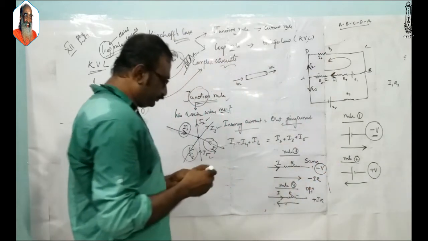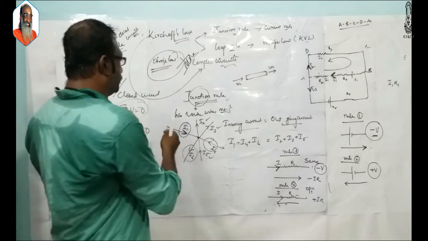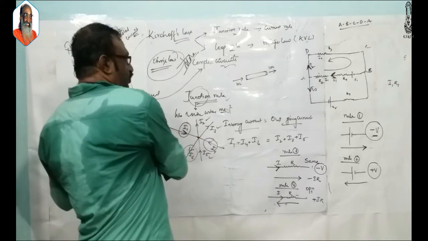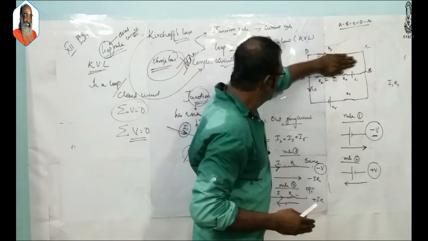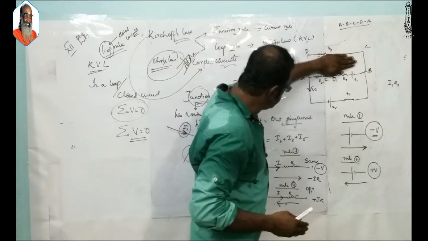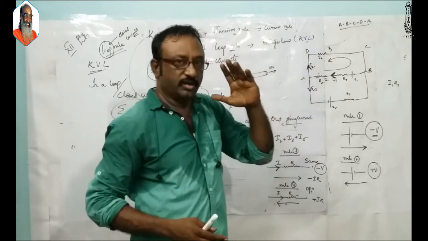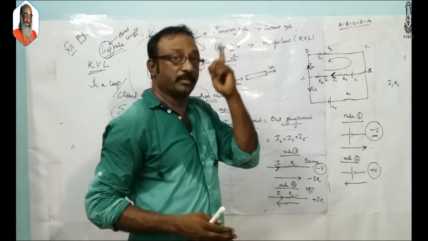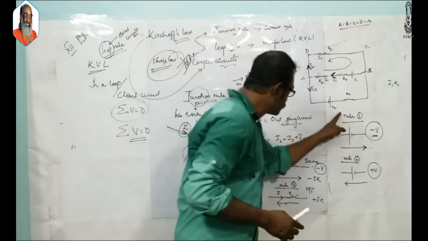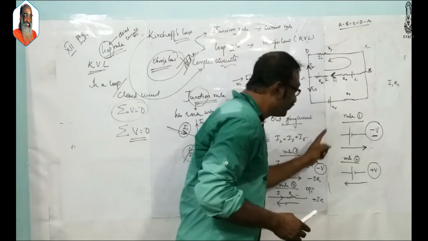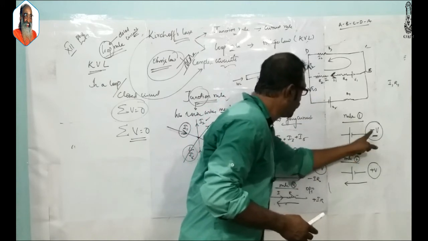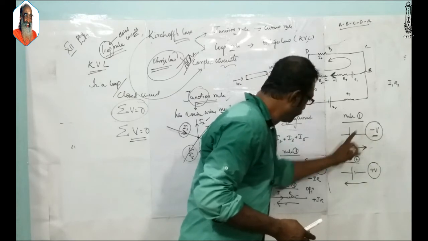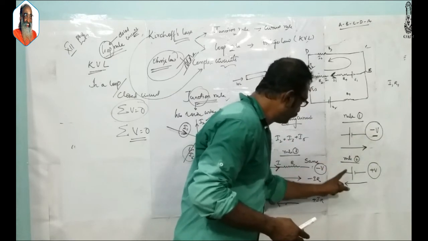Before applying Kirchhoff's rule to this, you have to clearly keep in mind my 4 rules. The first one is, if you are moving from positive to negative, you have to consider minus V. My rule 2, from negative to positive, plus V. Negative N, minus; positive P, plus.